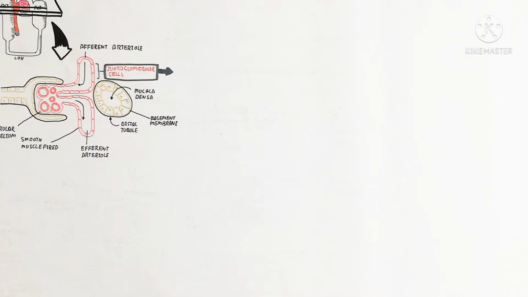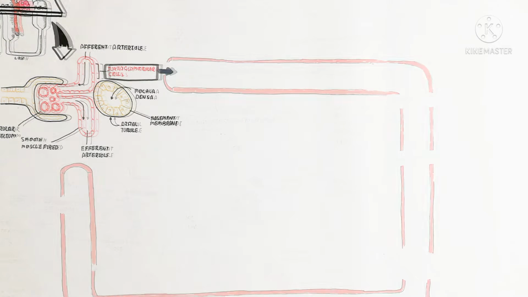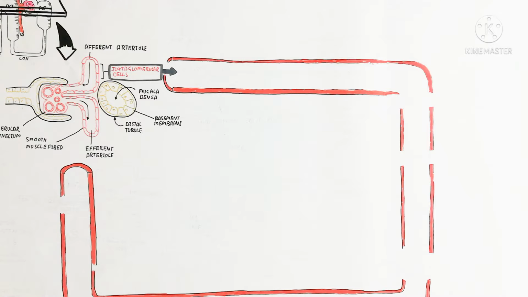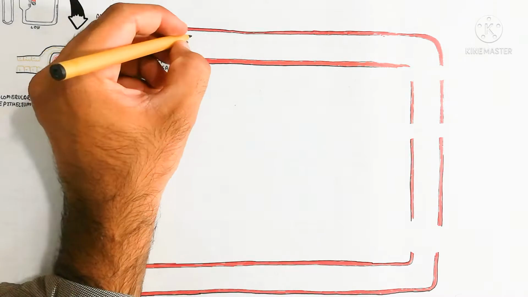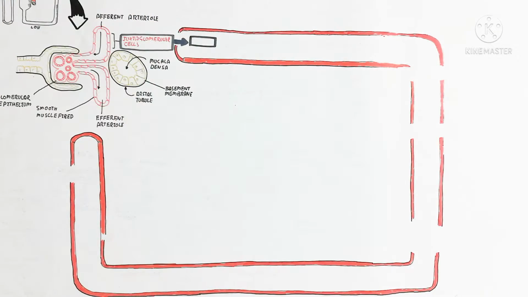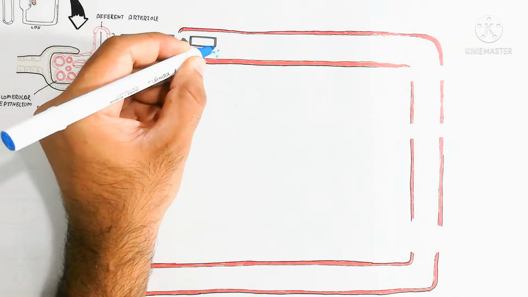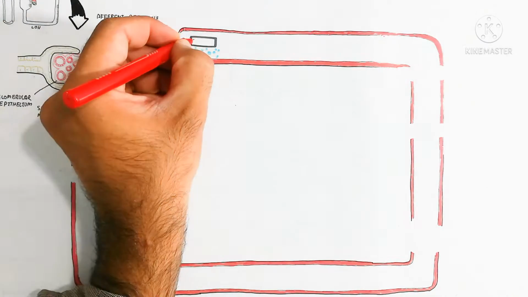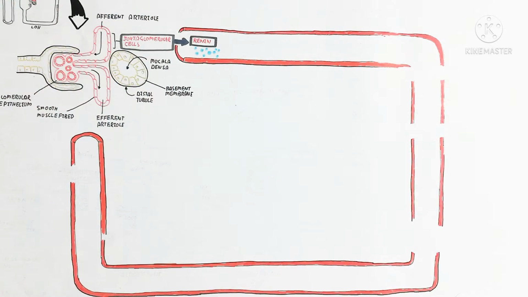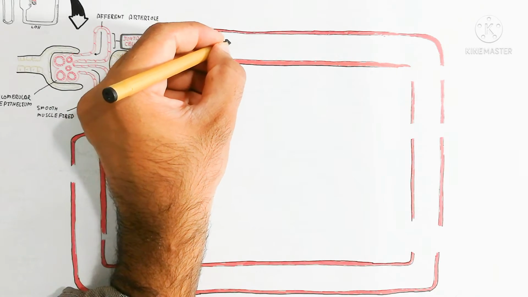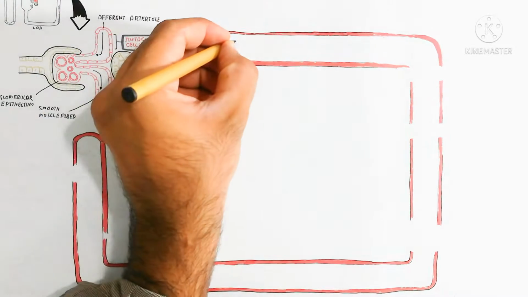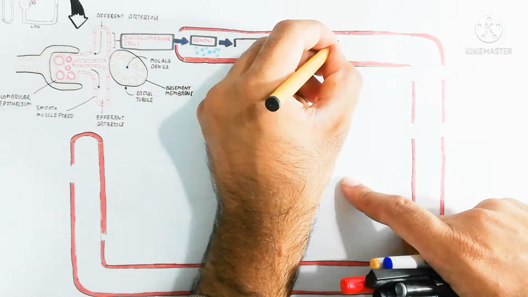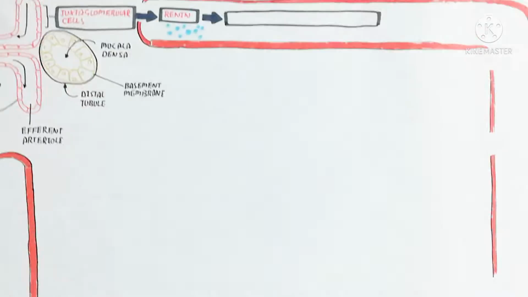Here I am drawing the blood vessel. In the blood vessel, the juxtaglomerular cell produces renin. This renin is a protein. It acts on angiotensinogen, a plasma protein that is released from the liver and moves into the blood vessel.